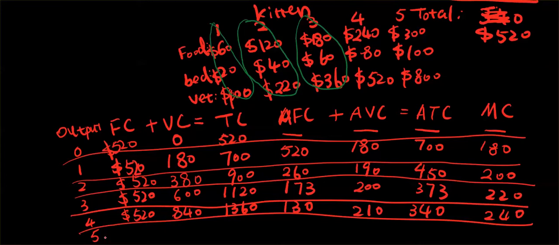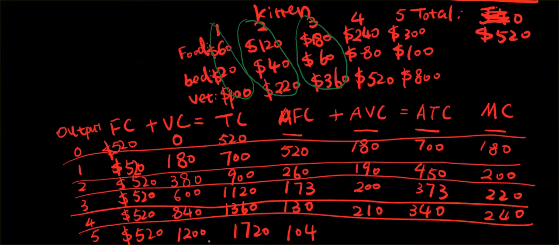And how about if we have 5 kittens? We will look at the last column. So the fixed cost never changes, 520, and the variable cost equals 300 plus 100 plus 800, and you will get 1,200. And the total cost, you add 520 plus 1,200, and you will get 1,720. So the average fixed cost equals 520 divided by 5, you got 104.